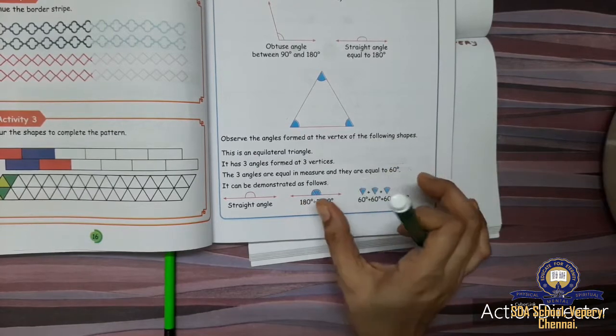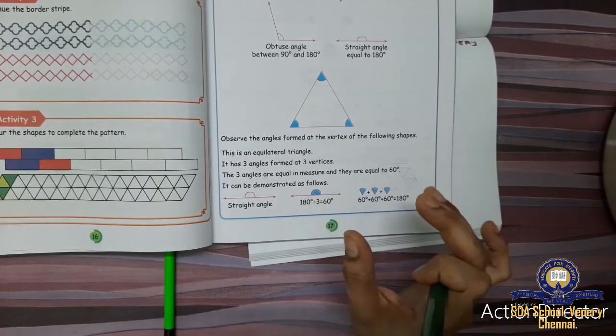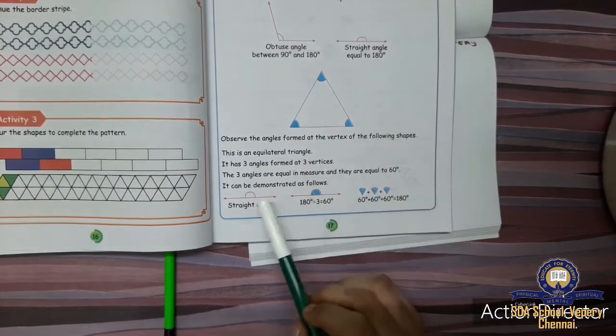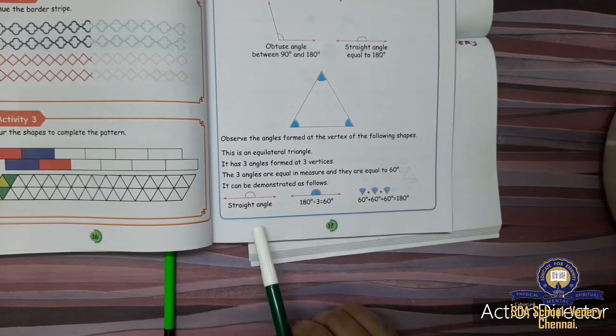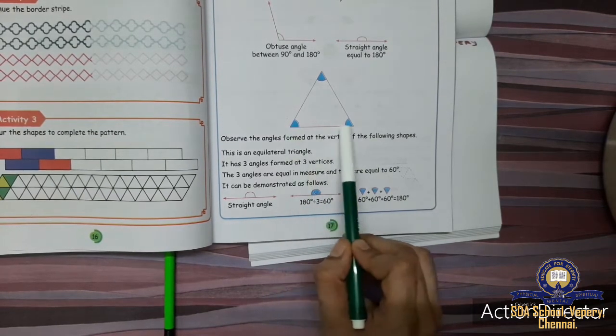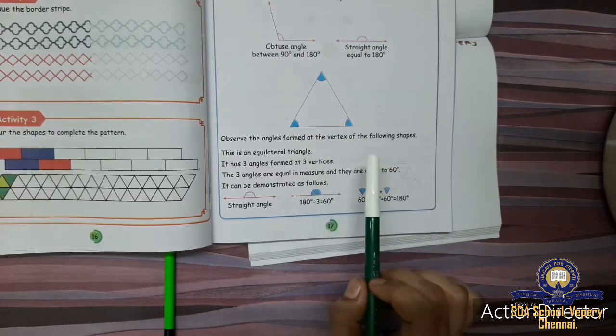So now we have to prove how it is 60 degrees. It can be demonstrated as follows. You know, a straight line means what? A straight angle means 180 degrees. So this is a straight angle, and you consider a straight angle to be 180 degrees.